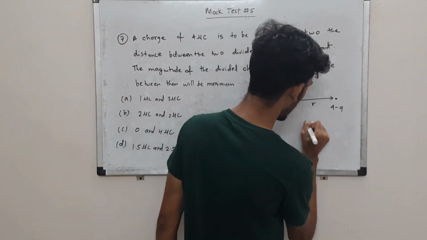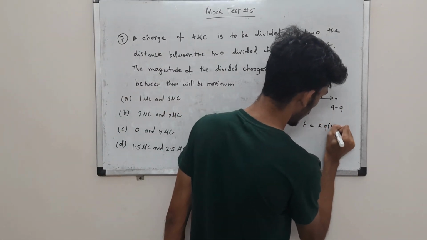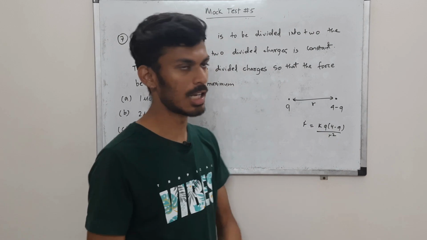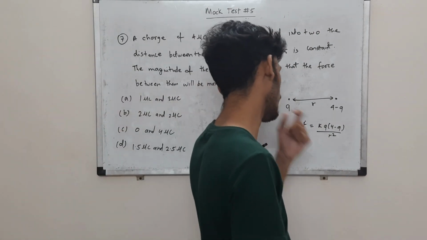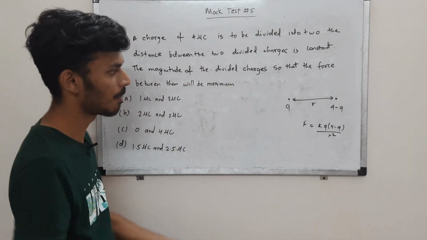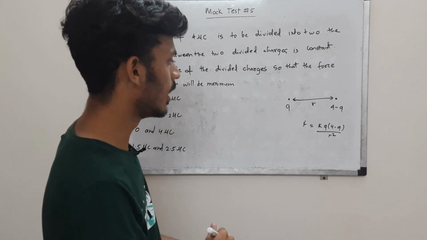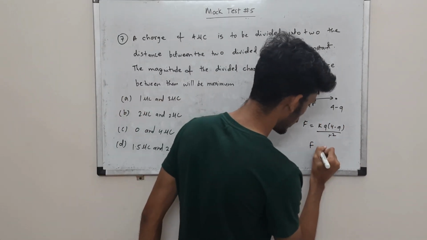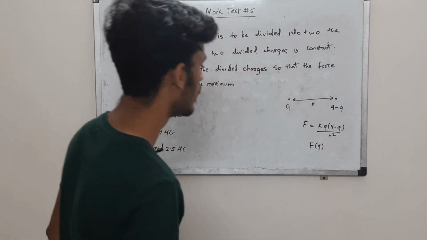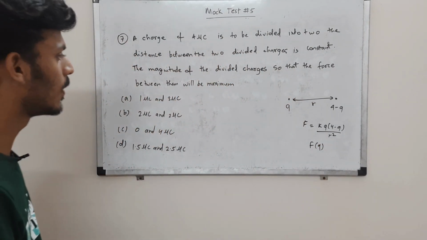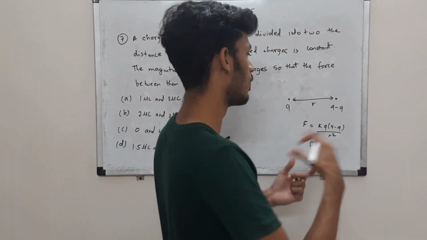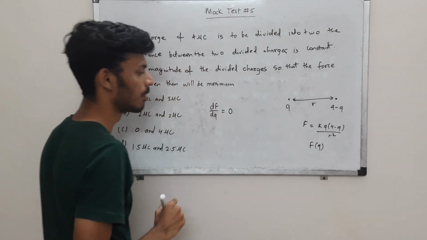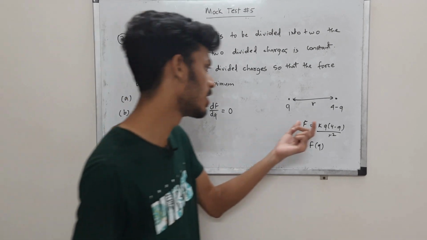Now the force can be written as k q (4 minus q) upon r square, right? 1 upon 4 pi epsilon naught, q1 q2 by r square. Now k and r square are all constant, since the distance between them is kept constant. Then the only varying factor is the charge, so f is a function of q. If you want to maximize the force of one due to the other, the derivative df by dq should be equal to 0, the concept of maxima and minima. So you are just supposed to differentiate this.